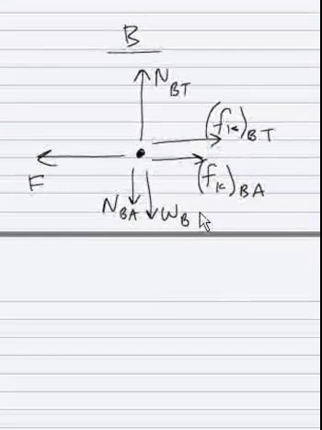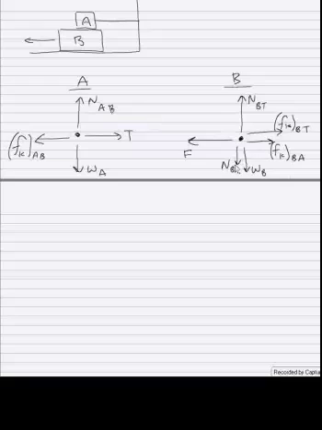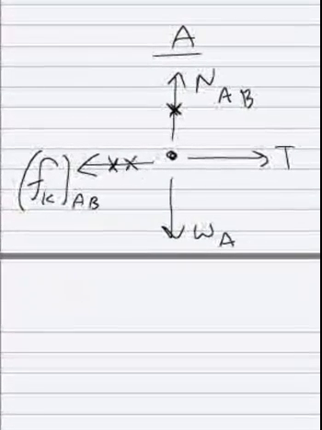So real quickly, let's take a look at Newton's pairs. We have a normal force on A from B and a normal force on B from A. So they are a Newton's pair. That means they have to have the same magnitude. We have a kinetic friction force on A from B. And we have a kinetic friction force on B from A. Those are a Newton's pair. Those are resulting from the same interaction.